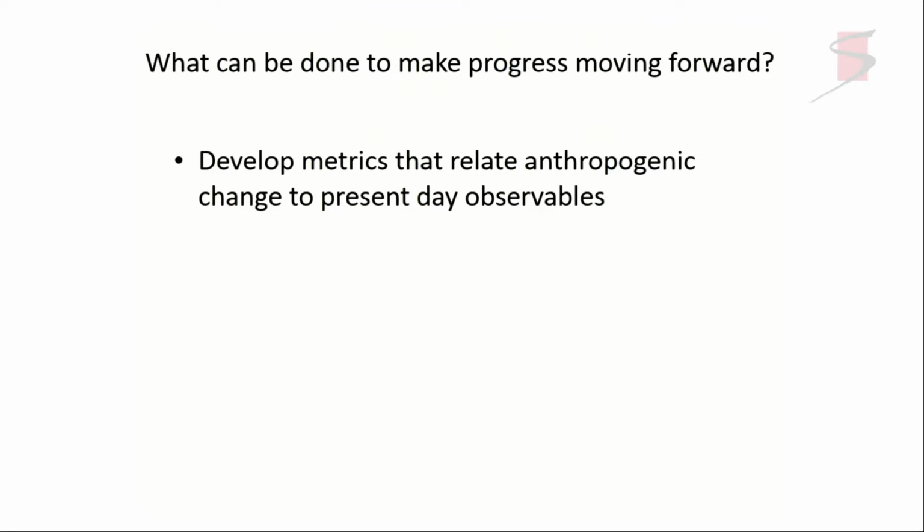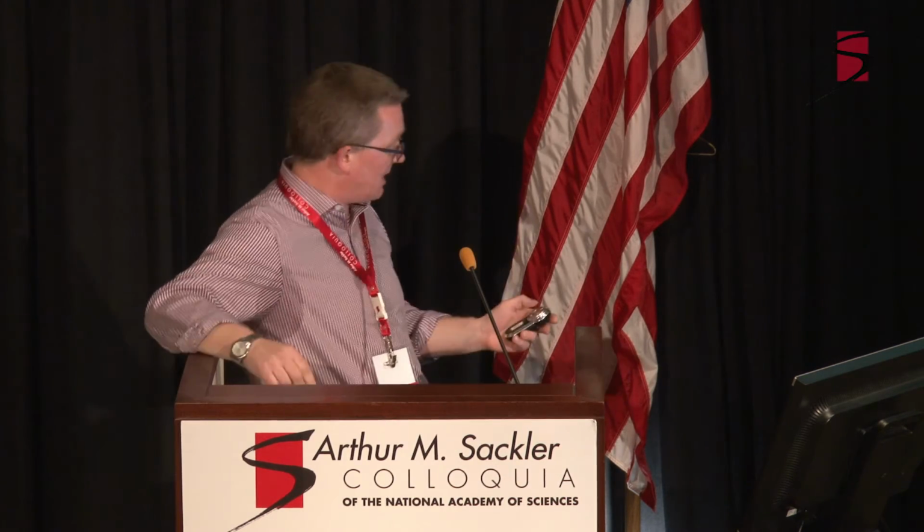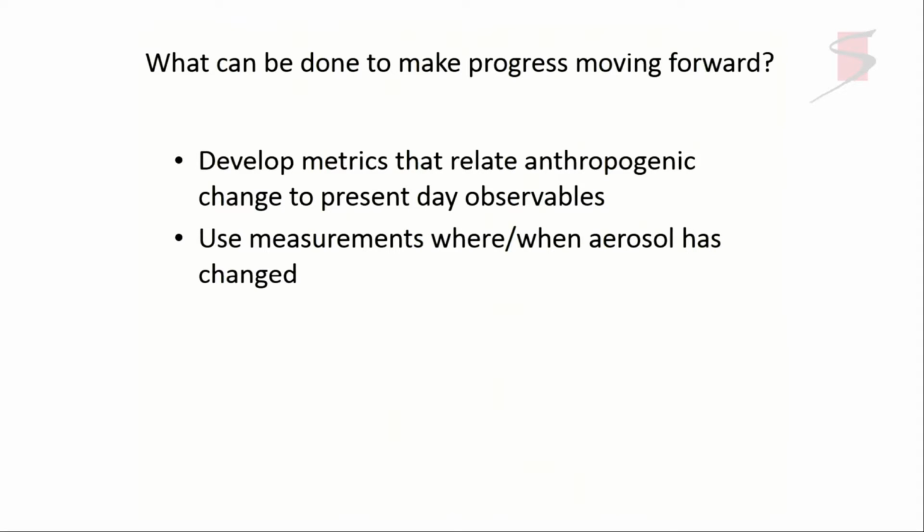So what can be done to make progress moving forward? Of course, what Steve is arguing here is that we need to develop better metrics that are actually able to use present day variability to constrain the pre-industrial minus present day difference. That's a complex problem. Another alternative is to use measurements where aerosol has changed over time.